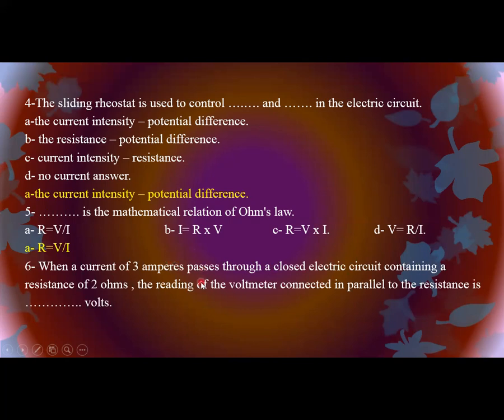When a current of 3 amperes passes through a closed electric circuit containing resistance 2 ohm, وعندي الأوم أو الR. The reading of voltmeter. من القانون هنا هنقول R equal V over I، وبالتالي V equal I times R. I times R, 2 times 3 equal 6. So the answer is 6.